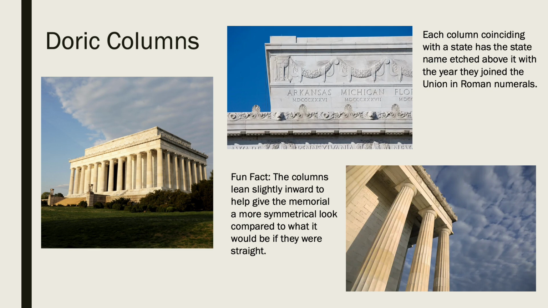A fun fact about the columns is that they actually do slightly lean inwards to give the memorial a more symmetrical look compared to what it would look like if they were actually sitting straight. An additional feature that they have above the columns is actually an inscription with the states and the year that they joined the Union, shown in Roman numerals here.